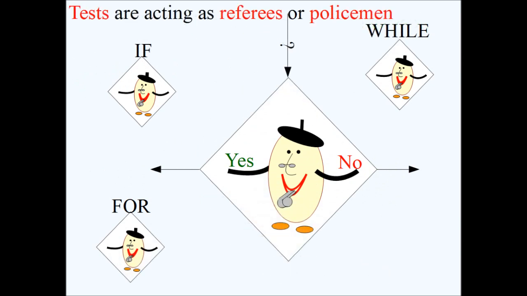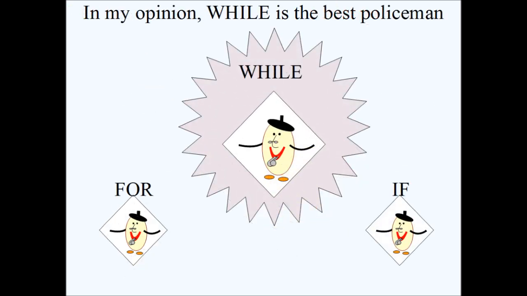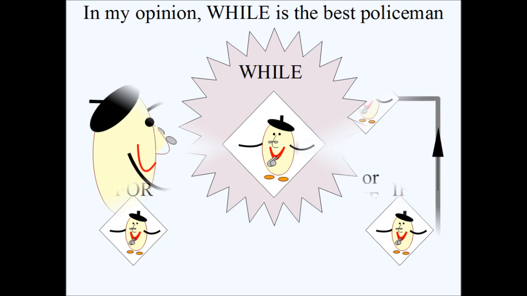Very interesting: if, while, and for. While is very important to check, to control the loops. While, superstar. It's a sort of policeman, of course.